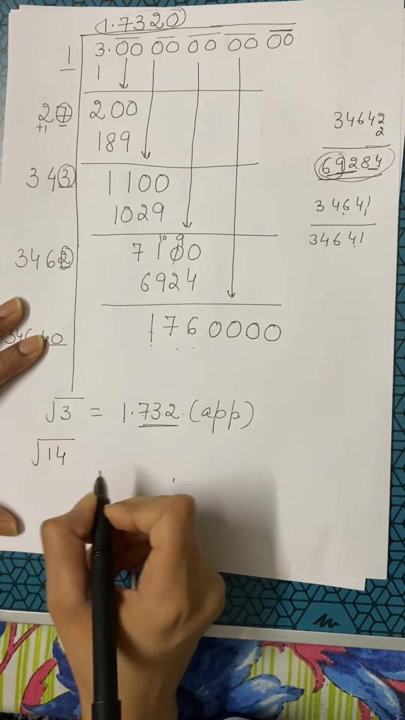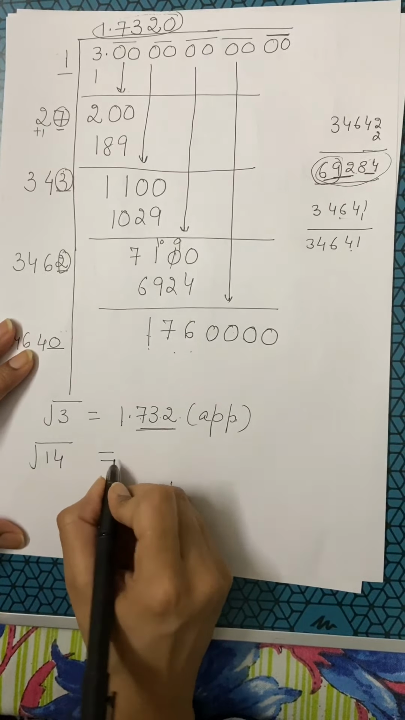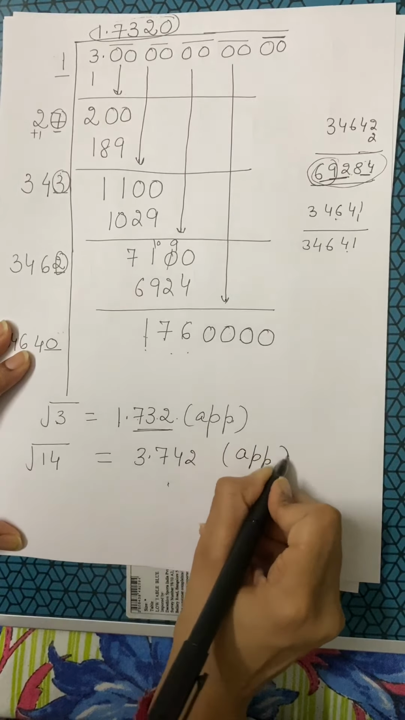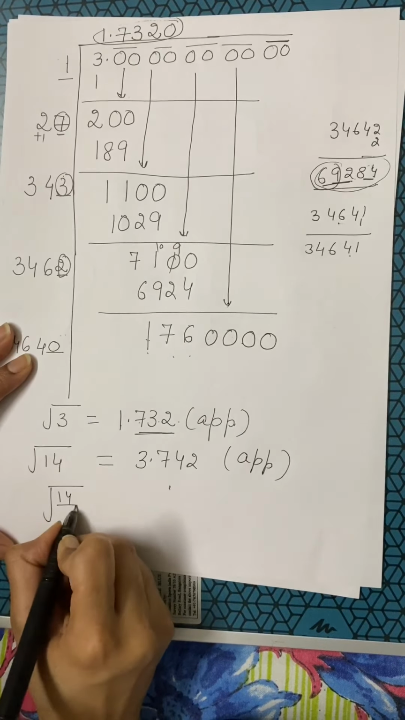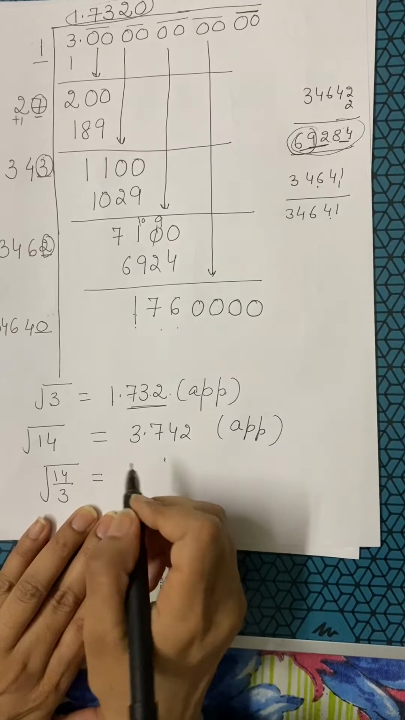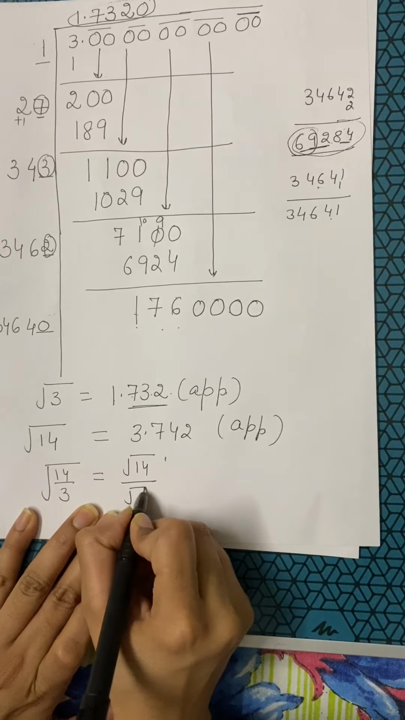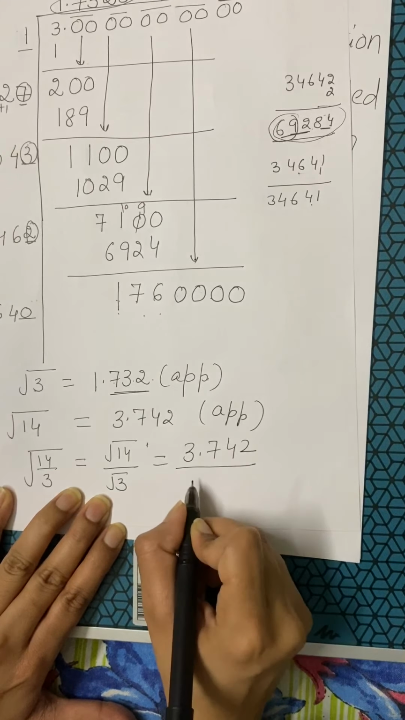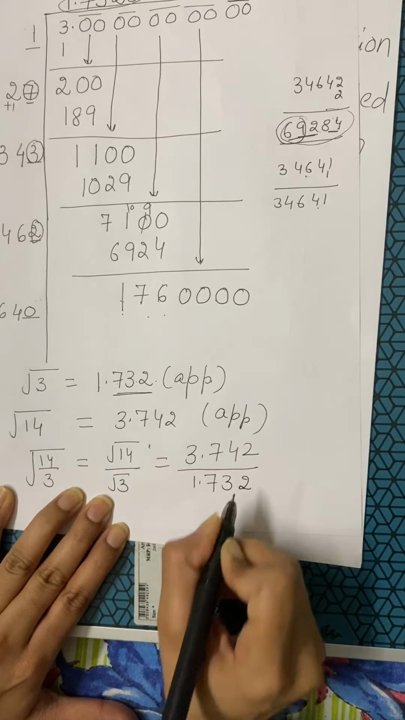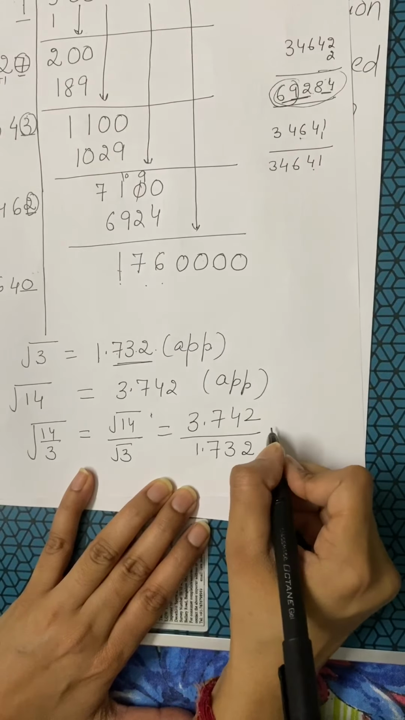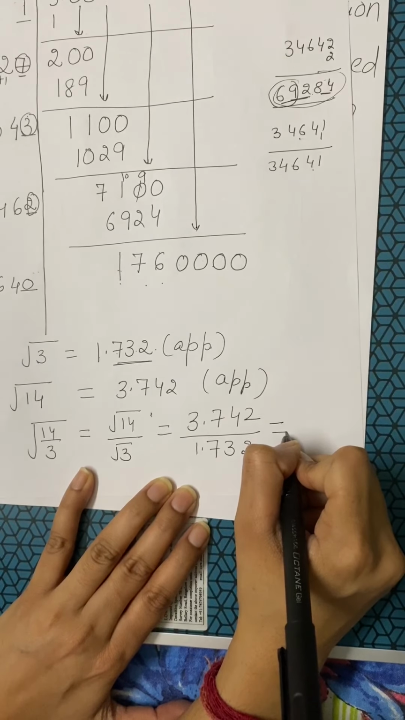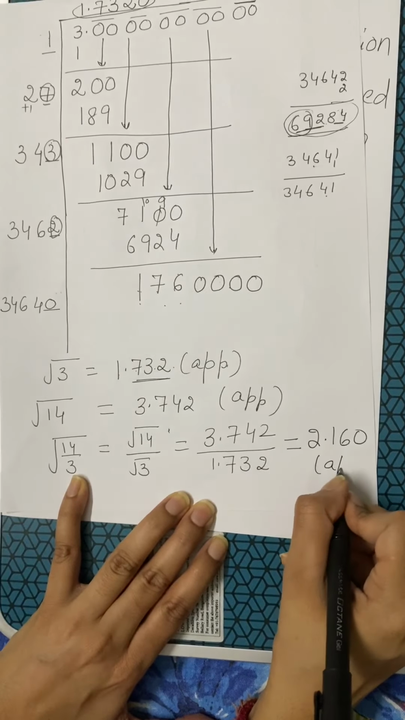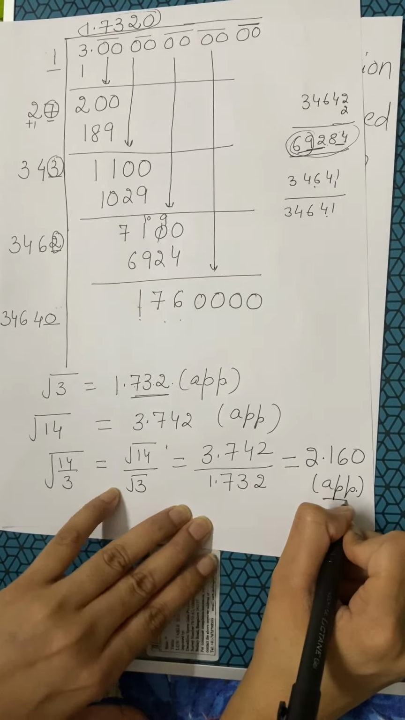Square root of 14, which we've got, was 3.742 approximate. I need to find the value of square root of 14 by square root of 3. That means I will be putting the value of square root of 14 divided by square root of 3. This is 3.742 divided by 1.732. After dividing, I get the approximate value, which comes out to be 2.160. And these are approximate values. These are not exact values.